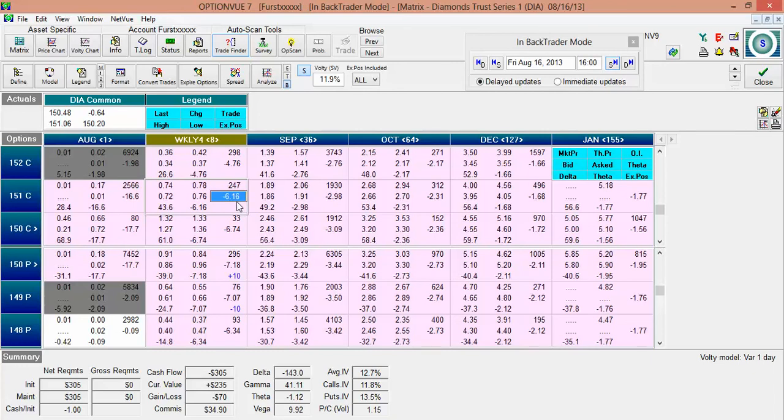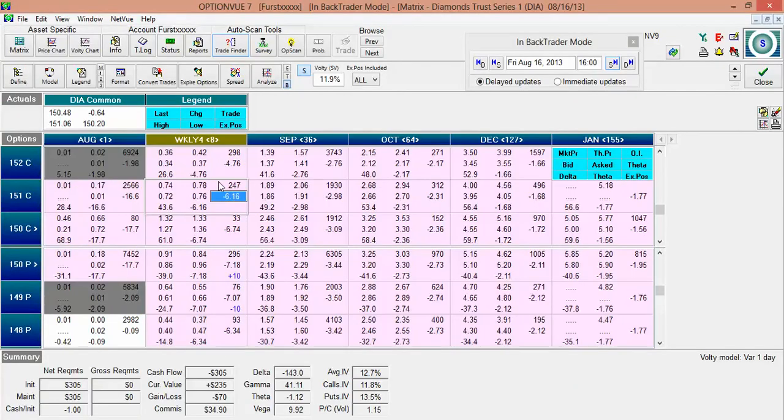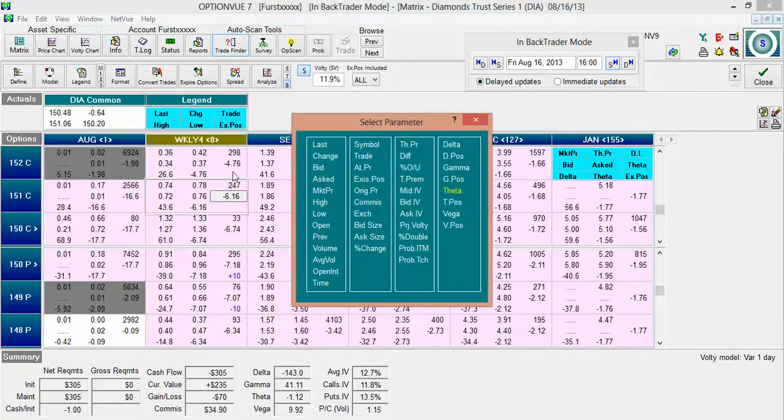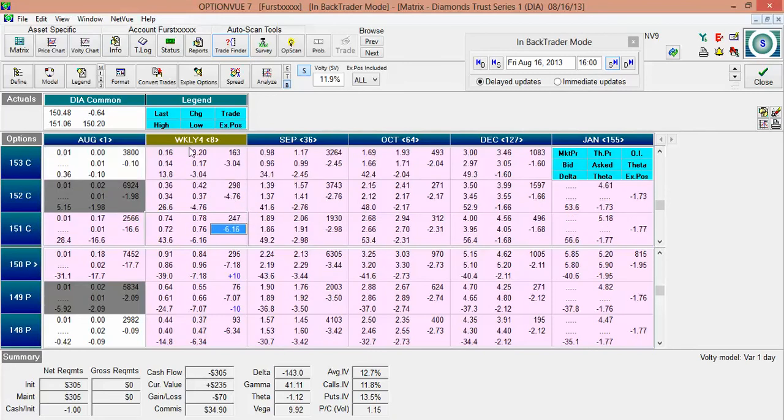If we know that we have upper resistance with a gap to fill at 153.50, do we have any money that we can make by selling a higher call? Well, not really. Not on the weeklies. It's 16 cents on the 153 call. Not really worth doing anything except maybe buying them if it looks like the market's running up quickly.